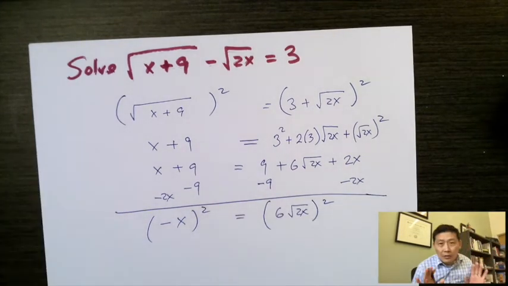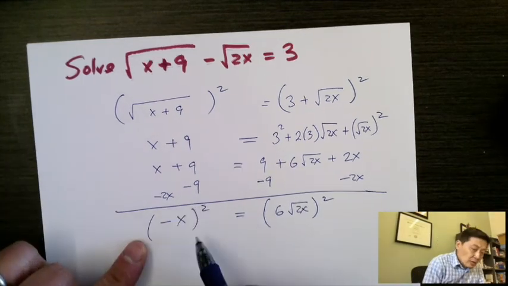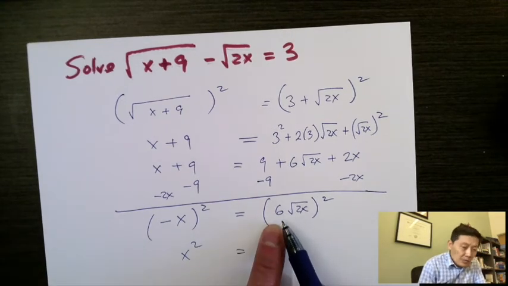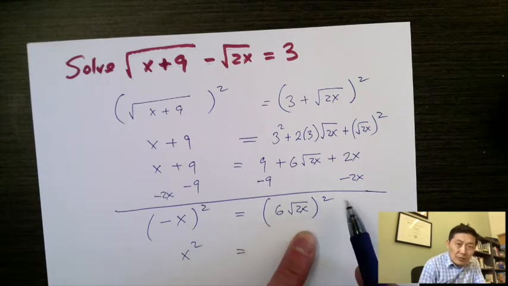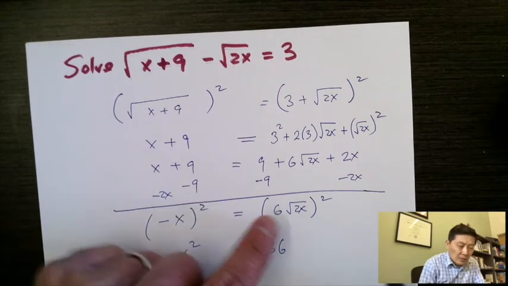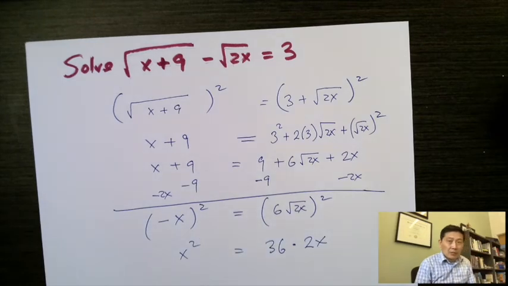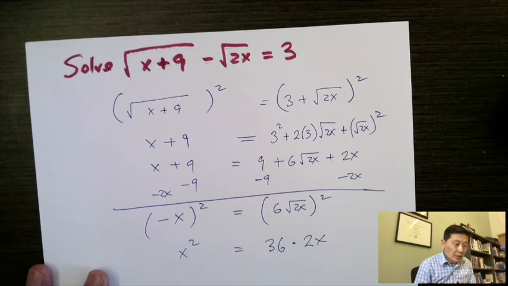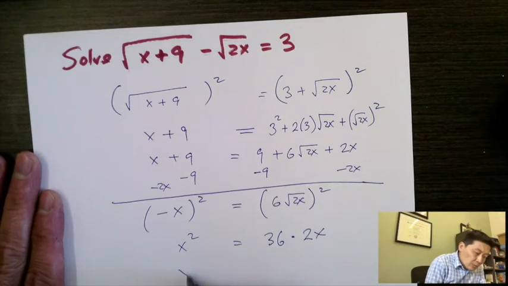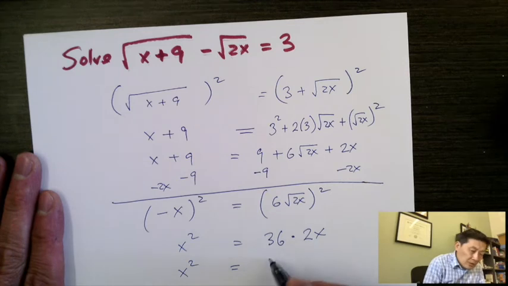Make sure you're very meticulous with your notation so you don't drop any number. So negative x squared just becomes x squared. That's pretty simple, right? In this case, this is 6 square root of 2x parentheses squared. So the 6 has to get squared as well, so it becomes 36. Square root of 2x squared becomes 2x. You've got to pay attention to your notation so you don't get confused. So we end up with x squared is equal to 36 times 2x, which is 72x.